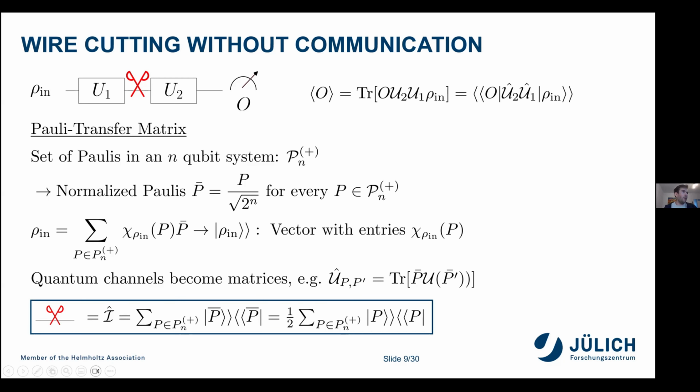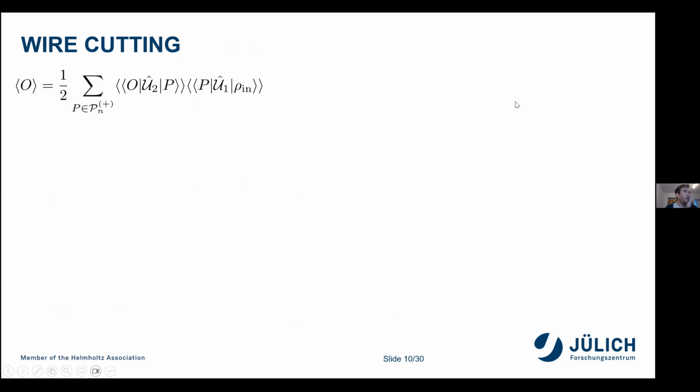When you have this, it is now easy to see how you can define a wire cut in this formalism, because you simply need to note that the sum over the normalized Paulis like this is equal to the identity. And now the idea of wire cutting is simply that we insert this identity here between U1 and U2. And that's what I did here.